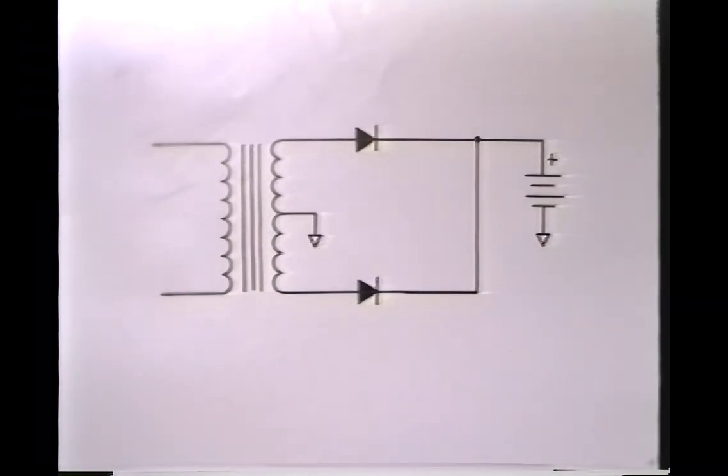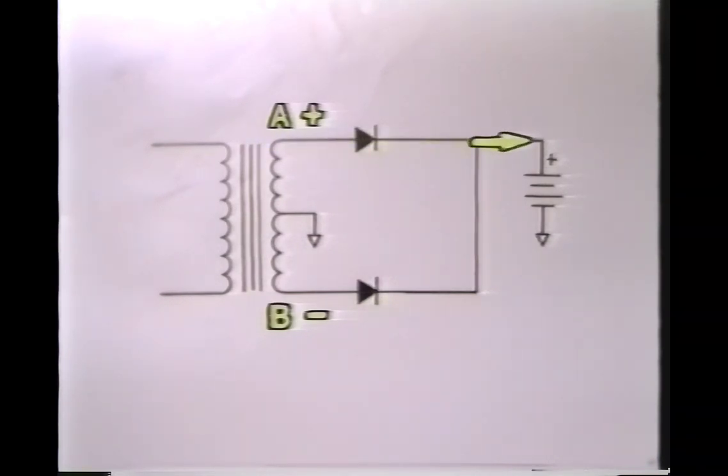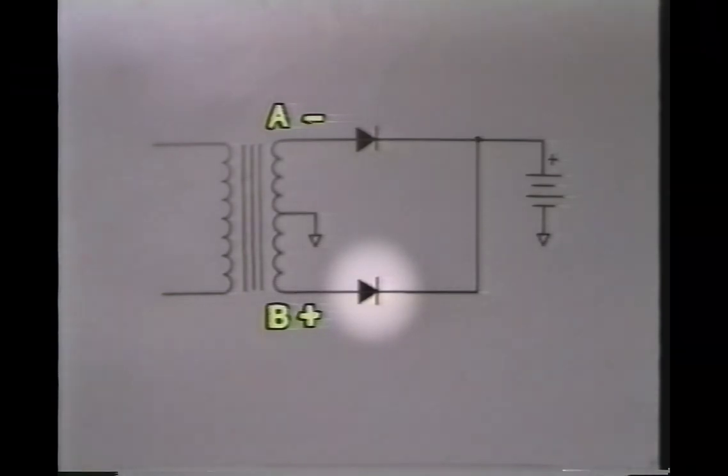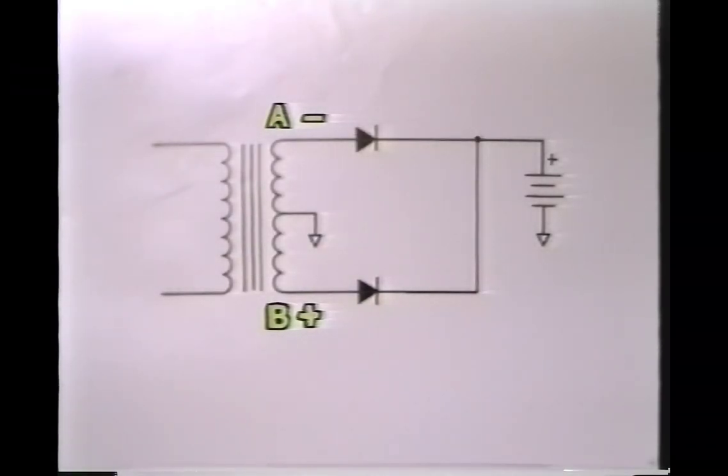Let's trace the current flow in this circuit. When point A is positive and point B is negative, the current flows through this diode and into the positive side of the battery. The return path is through ground and back into the center tap of the transformer. When the polarity of the transformer is reversed and point B becomes positive, the current flows through this diode. Notice that this diode is connected right back up to the positive side of the battery. Again, instead of simply cutting off the current because it's flowing the wrong way, this diode acts as a detour and brings the current flow back up into the battery. The return path, again, is through ground and back into the center tap.